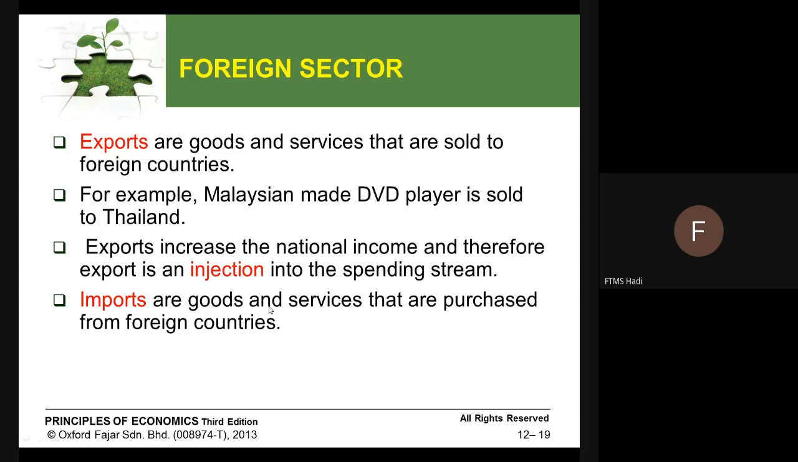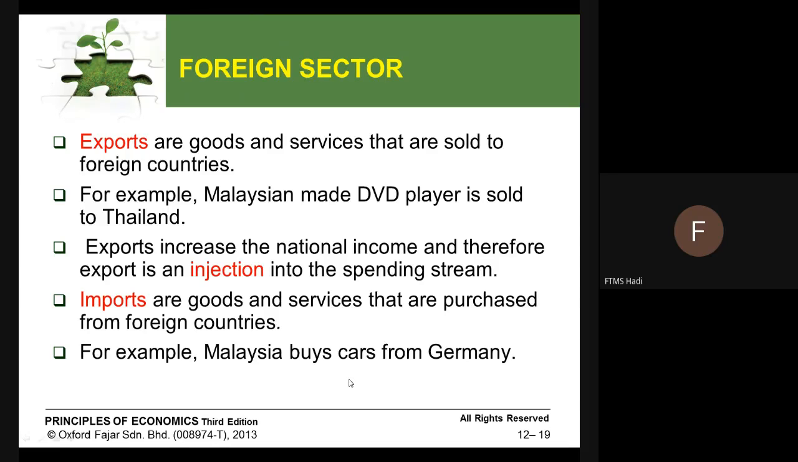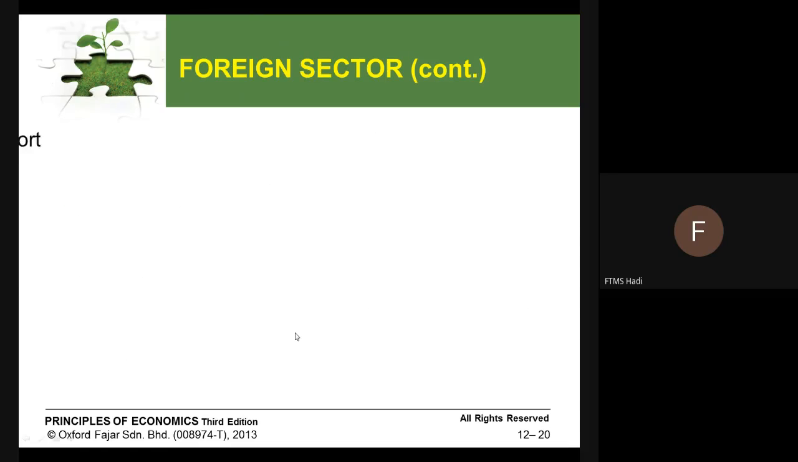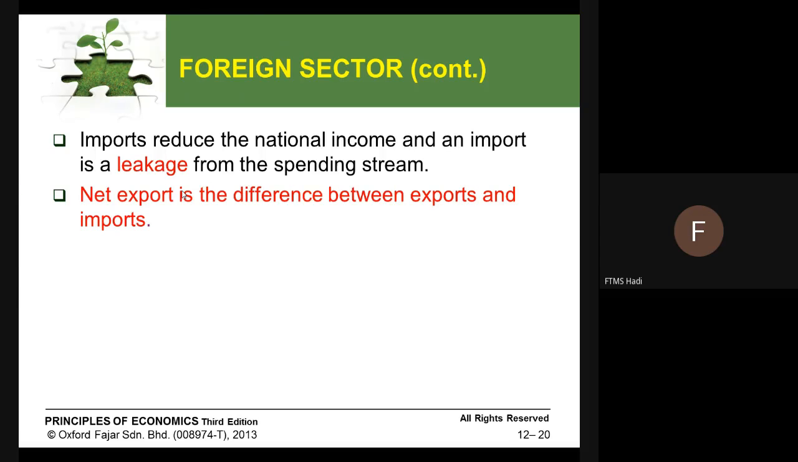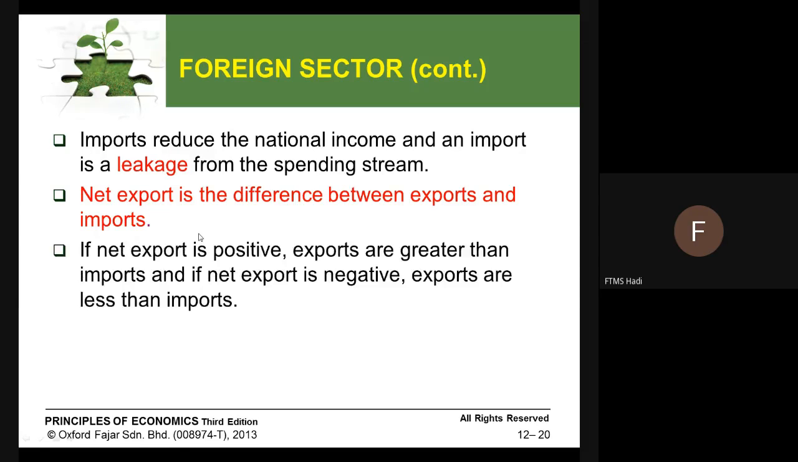Okay, imports are goods and services that are purchased from foreign countries. For example, Malaysia buys cars from Germany. So there is a foreign sector. Imports reduce the national income, and import is a leakage from the spending stream. Net export is the difference between export and import, because it is money in minus money out. If net export is positive, that means export is greater than import. And if net export is negative, export is less than import. So that is the logic of that one.